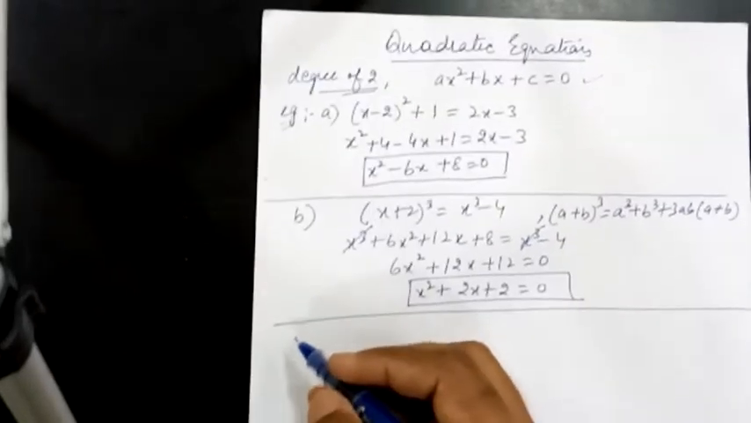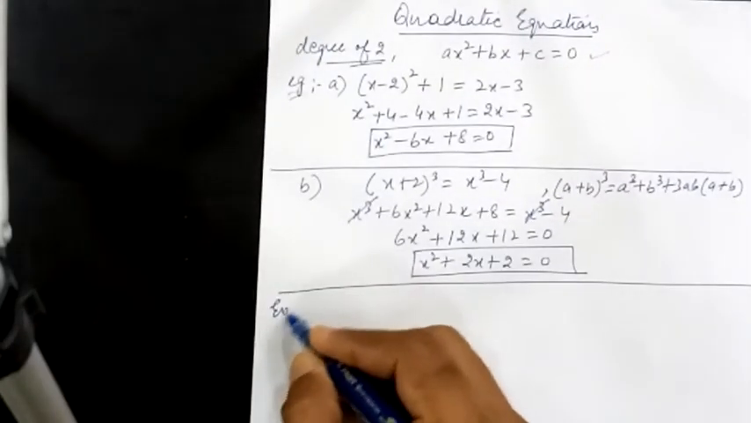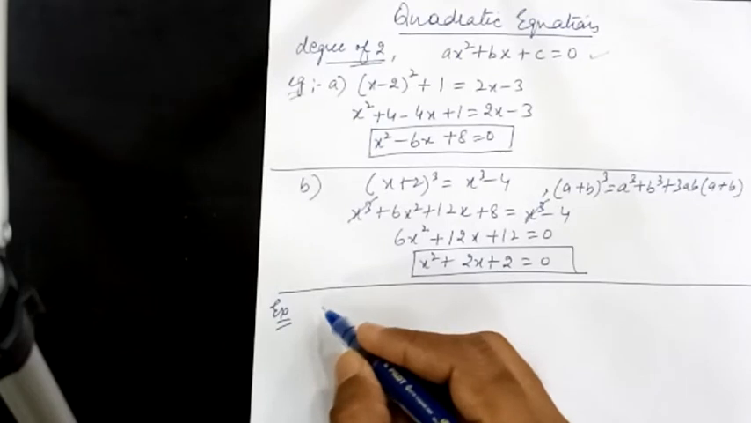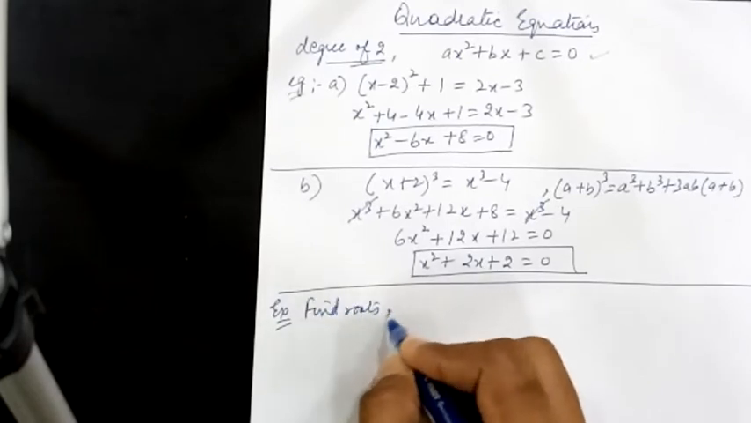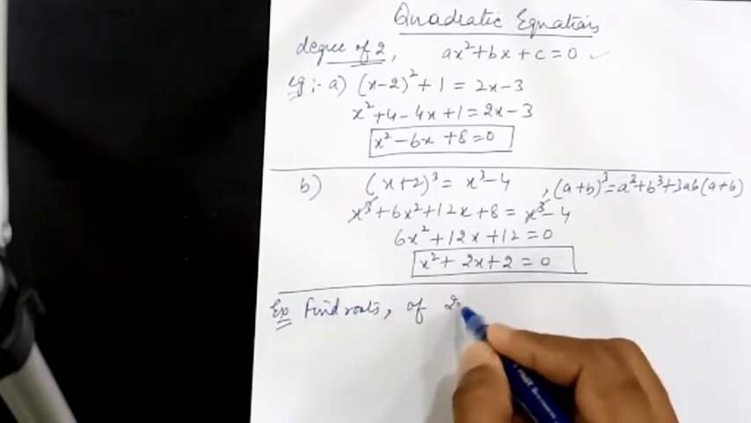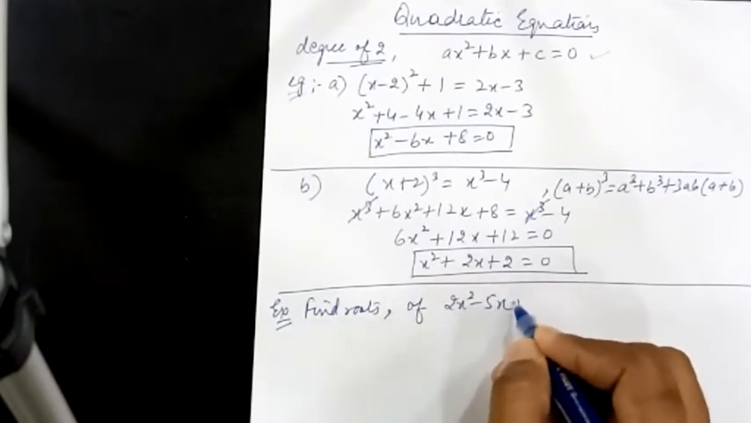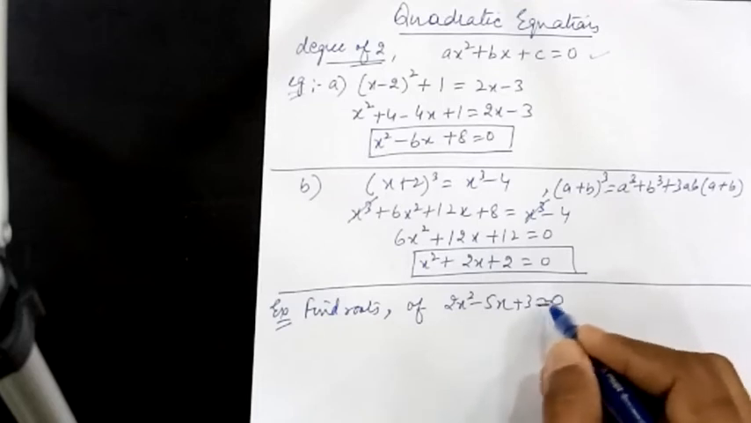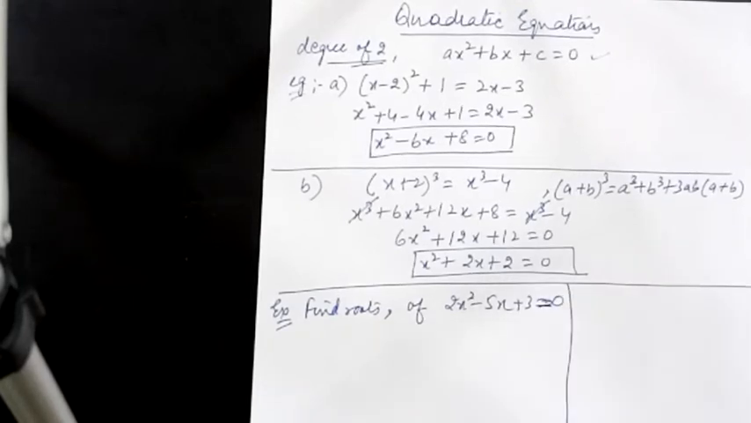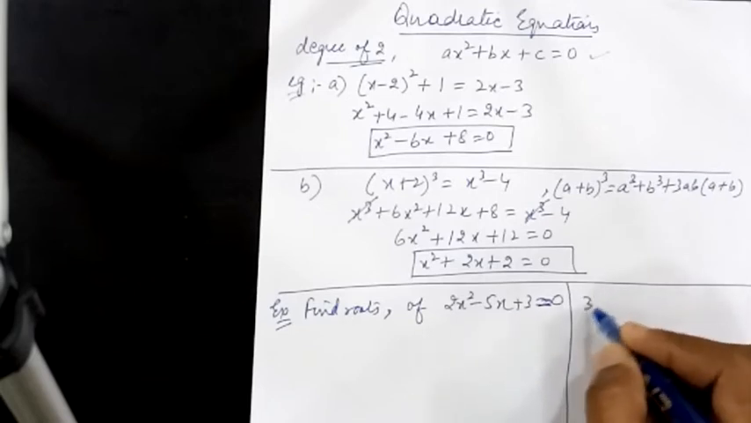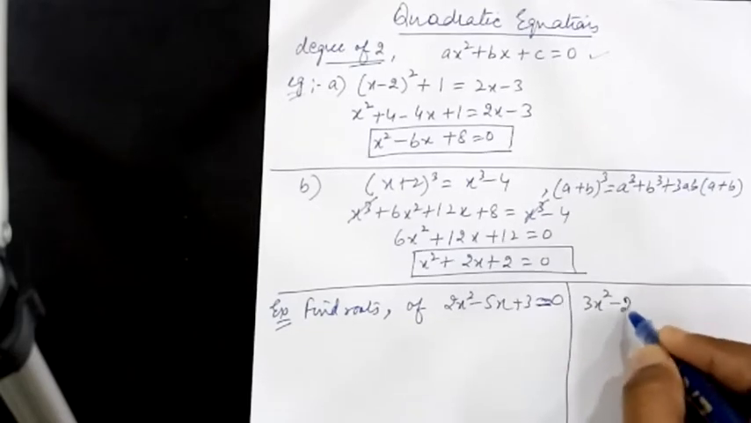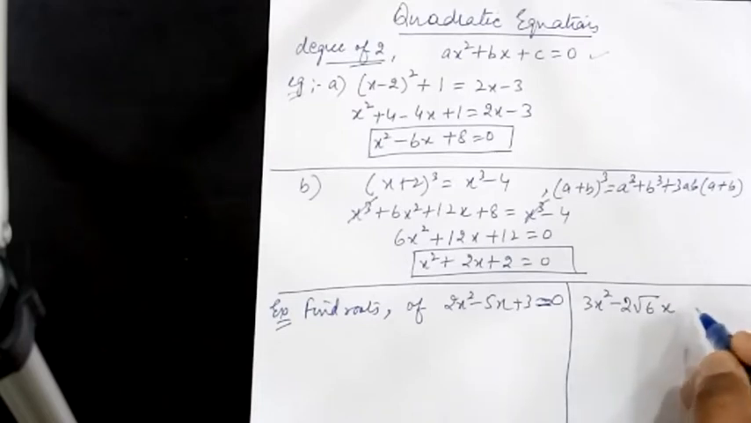Now we can take more examples. Here you want to find out the roots. Find roots of this equation: 2x square minus 5x plus 3 equal to 0. And you can take one more example, like 3x square minus 2 root 6 x plus 2.